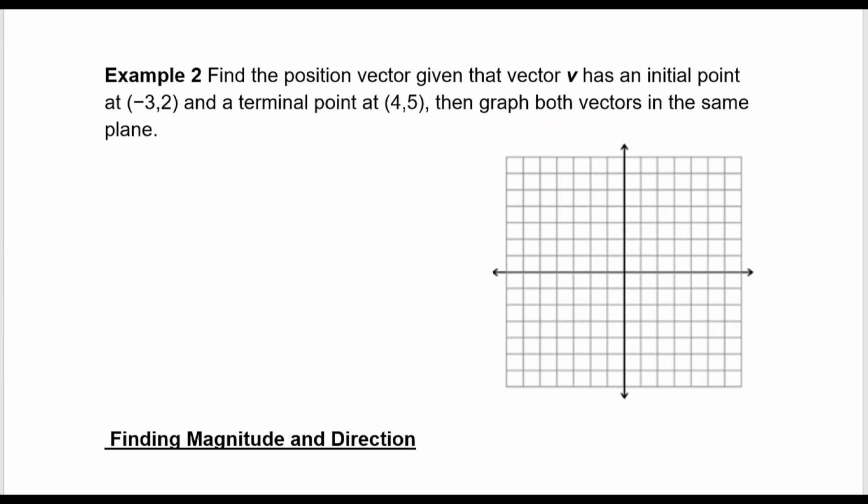Likewise, find the position vector. Given the vector v has an initial point at (-3, 2) and a terminal point of (4, 5), then graph both vectors in the same plane. So -3, 1, 2, 3, 2, to 4, 5, 1, 2, 3, 4, up 5, 1, 2, 3, 4, 5.